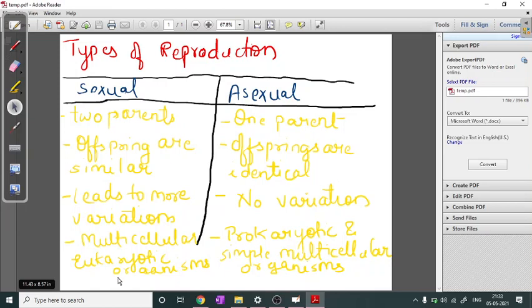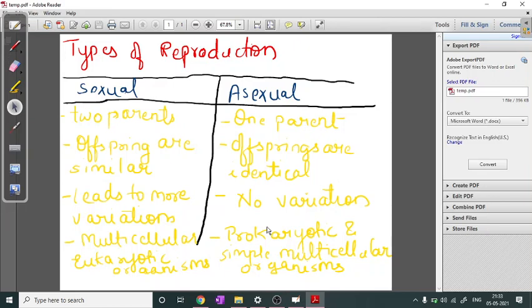So once again, there are two types of reproduction: sexual and asexual. In sexual reproduction, two parents are required; in asexual reproduction, one parent is required. Offsprings are similar, not exactly the same, whereas in asexual reproduction, offsprings are identical. If they are similar, what is the advantage? It leads to variations, and variations are important for evolution or survival of species, right? In asexual reproduction, there are no variations, and finally you have to give examples.